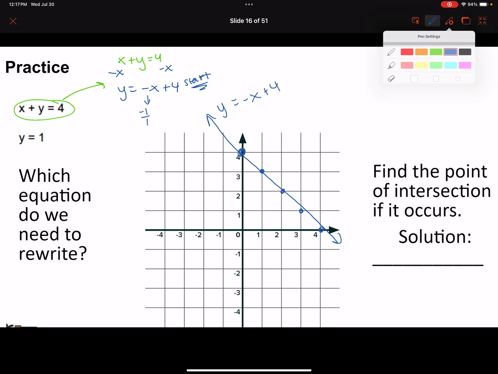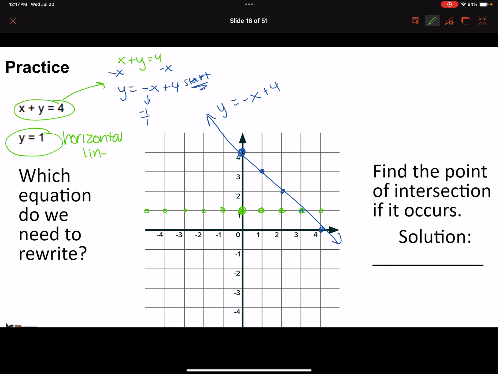And then this goes back again to that table we talked about when we reviewed y equals 1. So y equals 1 here, and here, and here, and everywhere in between. This is a horizontal line. So then our point of intersection is at 3, 1. So our solution is at 3, 1.